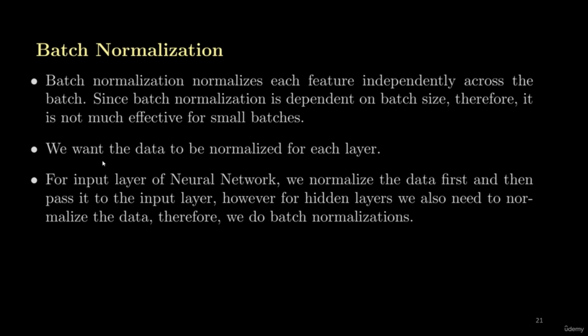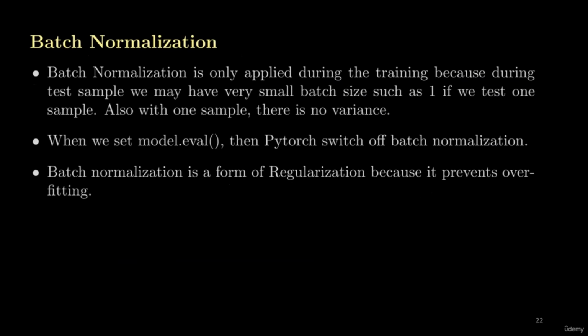The second point is that we want the data to be normalized for each layer. What does it mean? It means that for the input layer, we normalize the data first and then pass it to the input layer. However, for the hidden layer, we also need to normalize the data. Therefore, we do batch normalization. So we want data to be normalized for each layer, and for hidden layers, we have to do batch normalization.